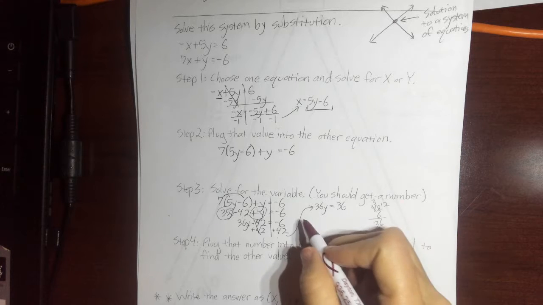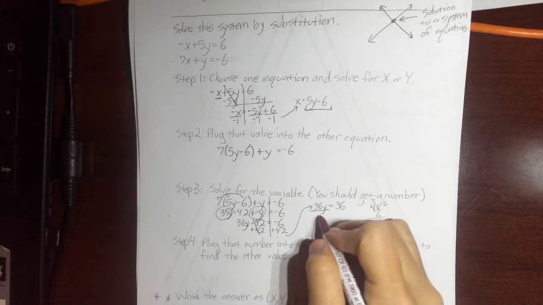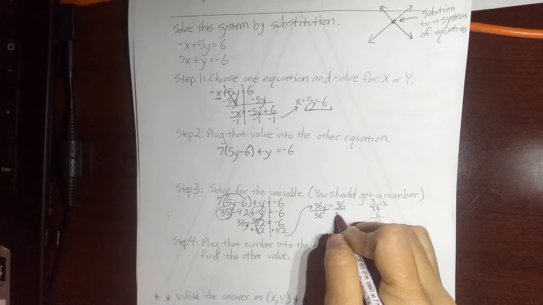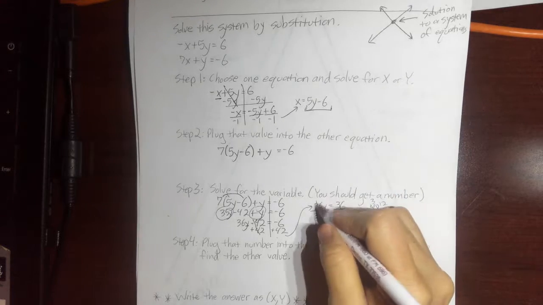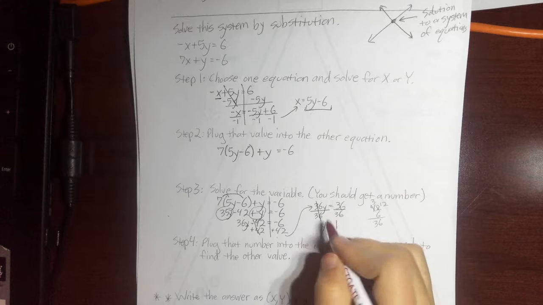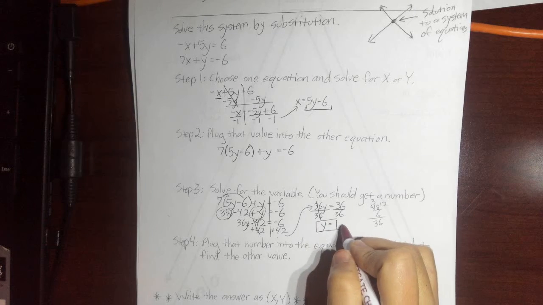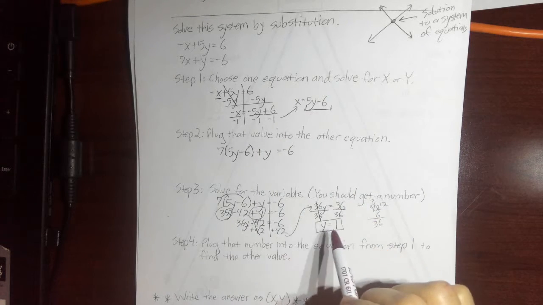And so from there, I'm going to just divide both sides by 36. That'll give me 1 on this side. So that's y equals 1. So I finally got one of the pieces of the puzzle, right? It was kind of some work, but we got it.